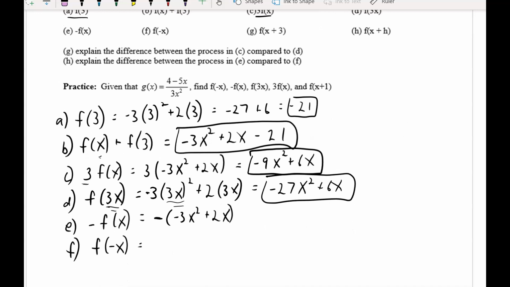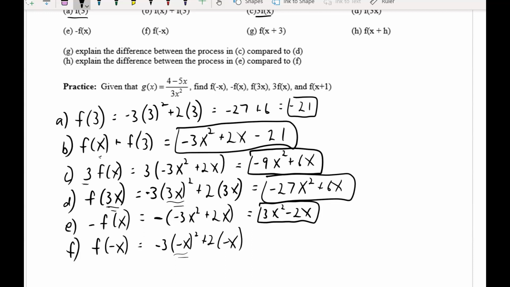So let's just be careful to put these in parentheses, make sure we get this right. So we're going to get negative 3 times negative x squared plus 2 times negative x. Okay, let's simplify both of these. The first one is just negating each of the two terms, so it's going to be positive 3x squared minus 2x. The second one is going to be squaring the negative x here.